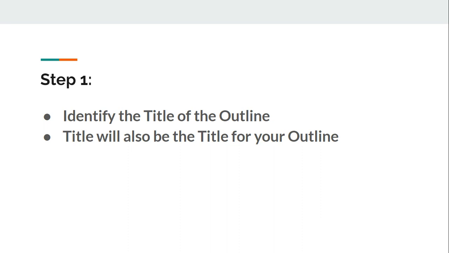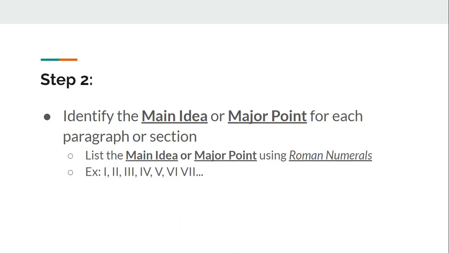So step one. Step two now is identify the main idea or major point for each paragraph. Now, in discussion, when it comes to a main idea, it all depends on the structure of the paragraph. If there are 3 paragraphs, you're going to list the main idea or major point using the Roman numerals in your outline. So if there are 3 paragraphs, then it would be 3 Roman numerals: 1, 2, and 3.